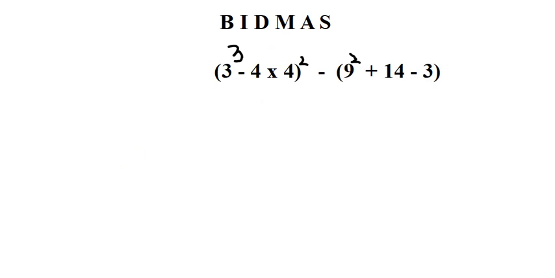Now, if we take a look at one more example, this example may look slightly complicated, but in essence it has the same principle in working it out. We have brackets 3 cubed minus 4 times 4 close bracket squared, and then that is minus brackets 4 squared plus 14 minus 3 close brackets.